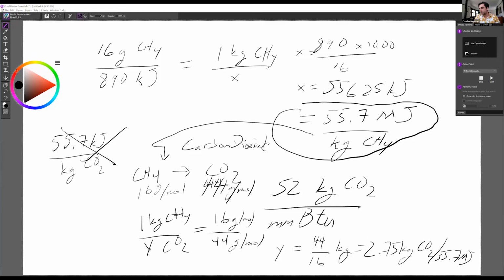Because a mega BTU is 3.6 gigajoules, which is a lot bigger than 55.7 megajoules, and that's why this number is a lot bigger than this number. 52 is bigger than 2.75. Whew. All right. Thank you for making me do that. That helps. Made it clear in my head. Hopefully it made it clear in all your heads.